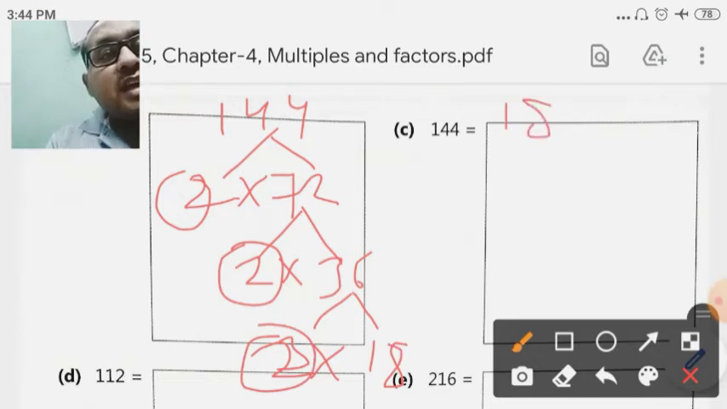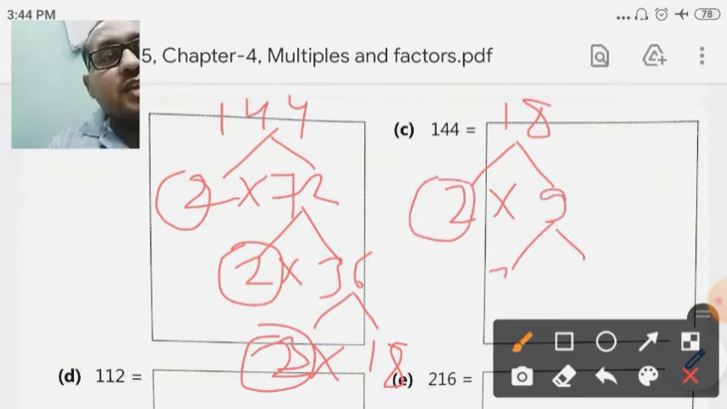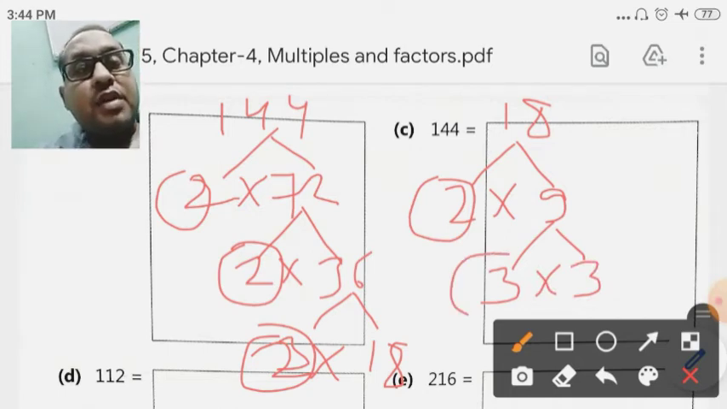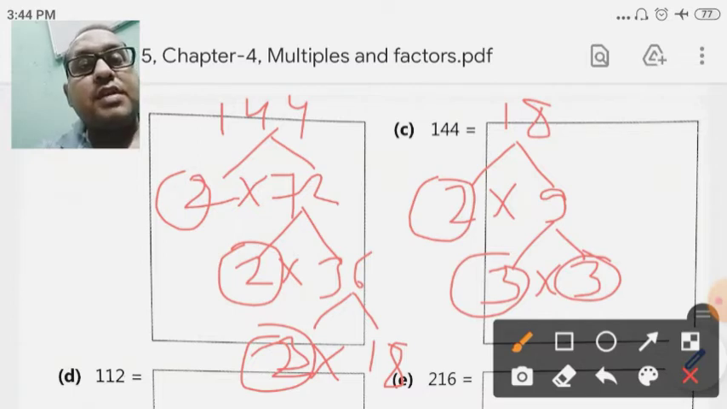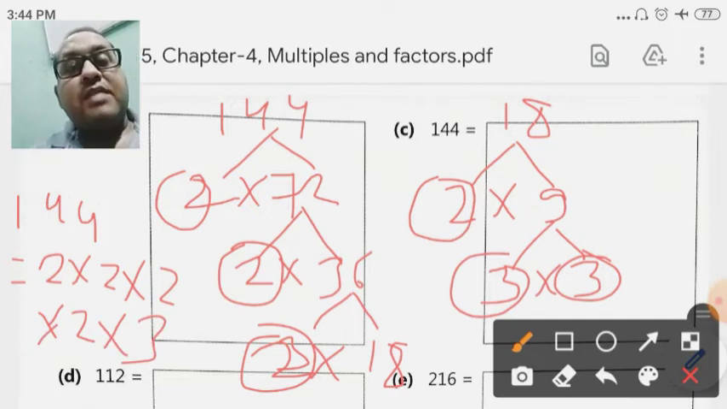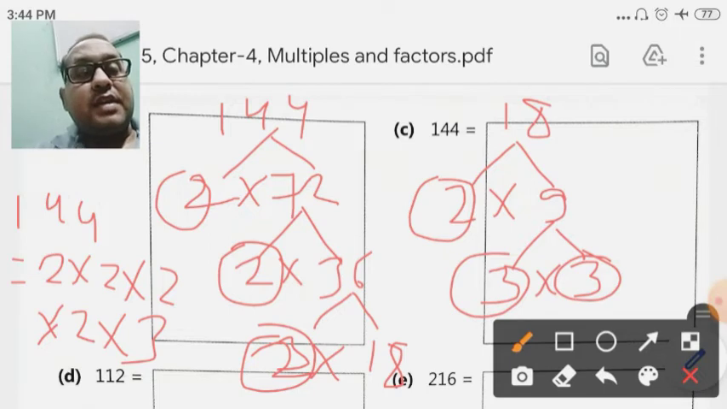Expand the 18. So 18 must be 2 into 9. 2 is again a prime number, so leave it. Again expand 9, so 3 into 3. Now we get all the prime numbers. So our final answer is what? 2 into 2 into 2 into 2 into 3 into 3. So the prime factorization of 144 is 2 into 2 into 2 into 2 into 3 into 3. So this is the prime factorization of 144 using the factor tree method.